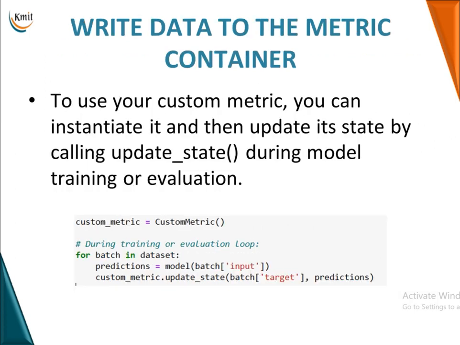Then how do we write data to the metric container? To use your custom metric, you can instantiate it and update it using the update_state method during your model training or evaluation. You can see on the screen how we are using the update_state method during the training or evaluation loop.